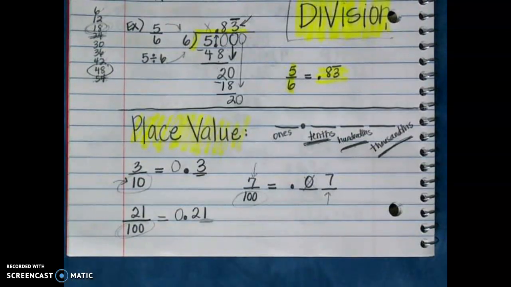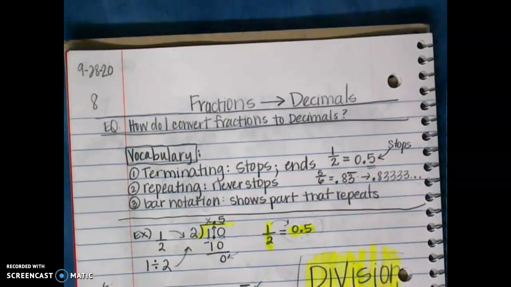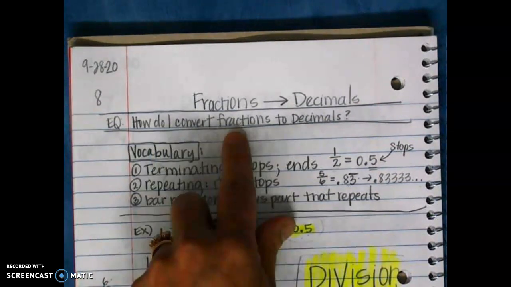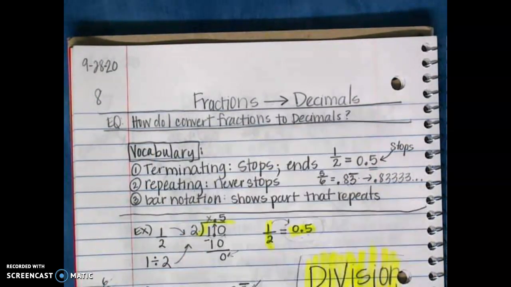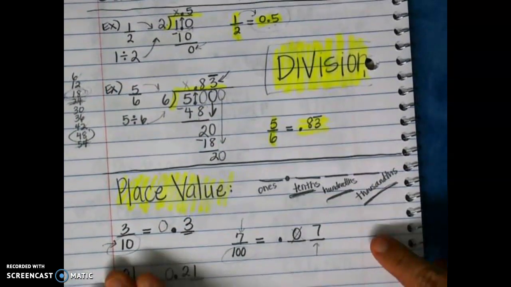Or you can come to my tutoring session. Please go in and try the quiz after you have completed these notes on how do I convert fractions to decimals. And the answer is through division or through using place value.